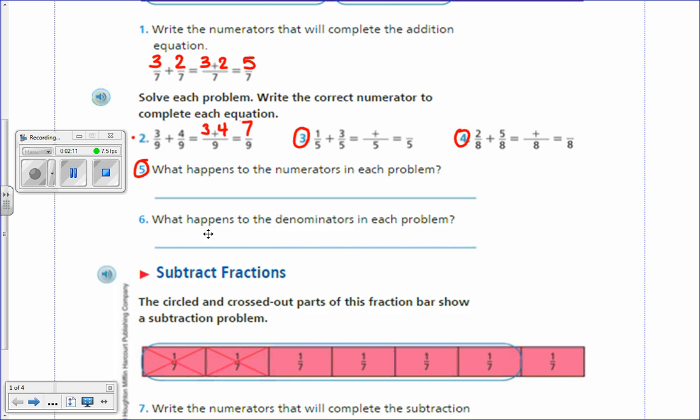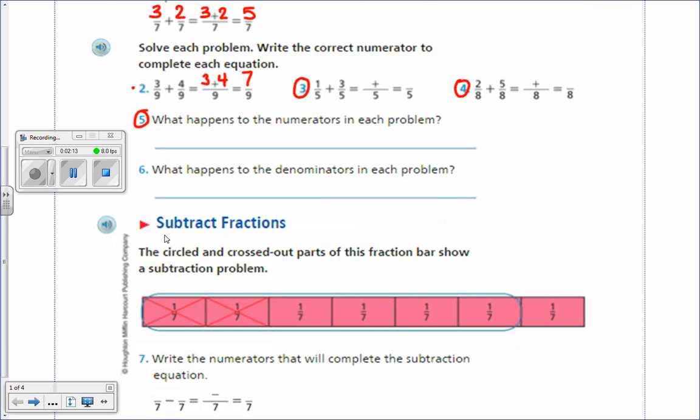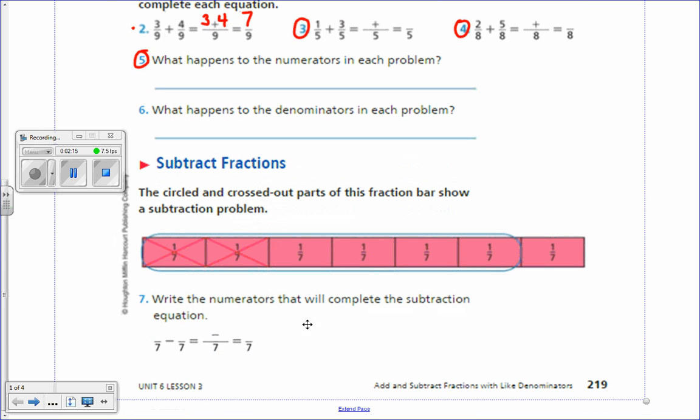What happens to the denominators? Well, I'll help you answer that one. That one's pretty easy. What happens to the denominator? It stays the same. It does not change. Answer these in complete sentences. The denominator, no reason to spell it wrong when it's right there in front of you, stays the same. So that's your hint on how to complete 3, 4, and 5.